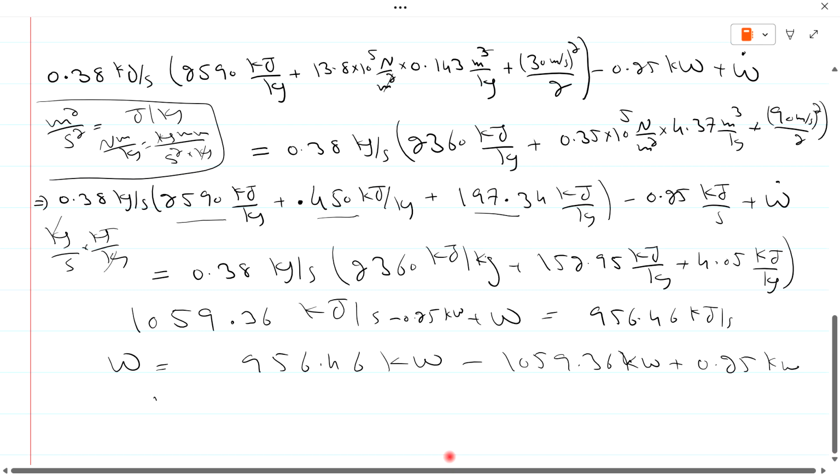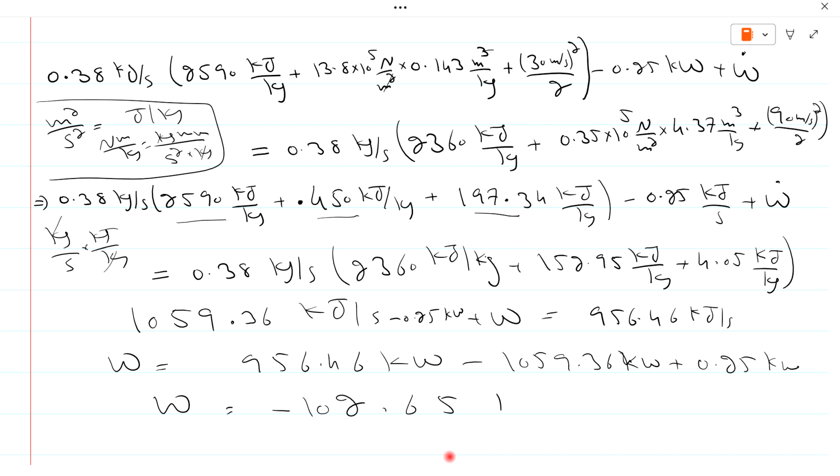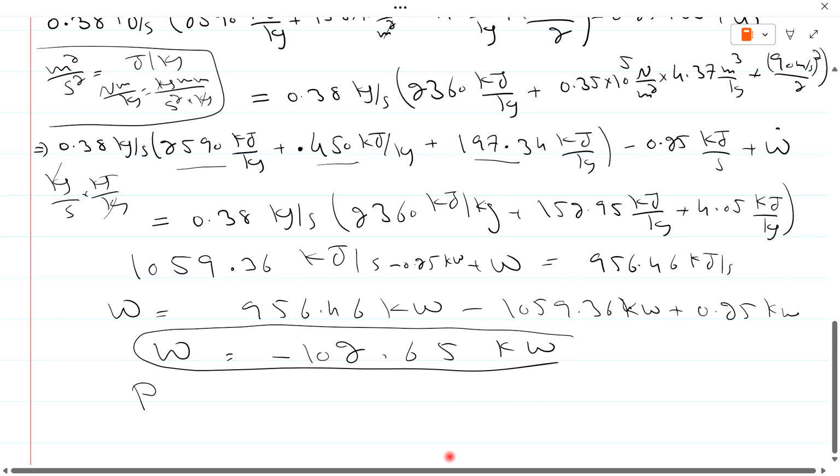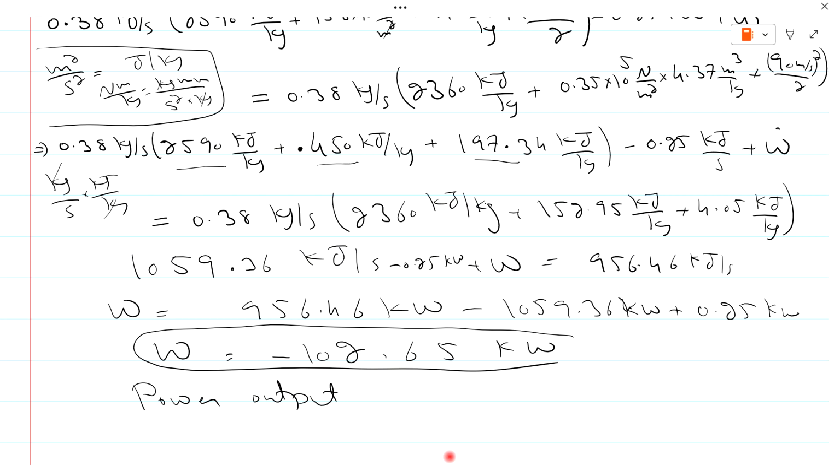Now simply add these three terms, so W will be equal to minus 102.65 kilowatt, and the negative sign means that this is power output, or work done by the turbine.